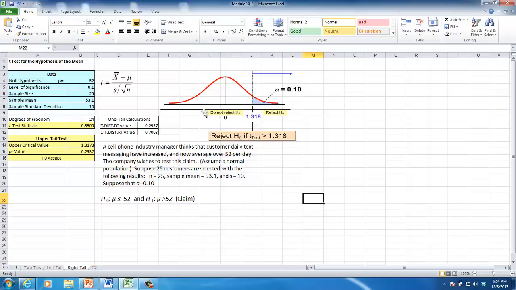So where the 0.55 falls is on this side, somewhere here, which means we need to accept H0 and reject H1. That means the daily text messaging has not increased. With 90% confidence, based on this 25 survey, I can tell daily text messaging has not increased. It's not over 52 per day.